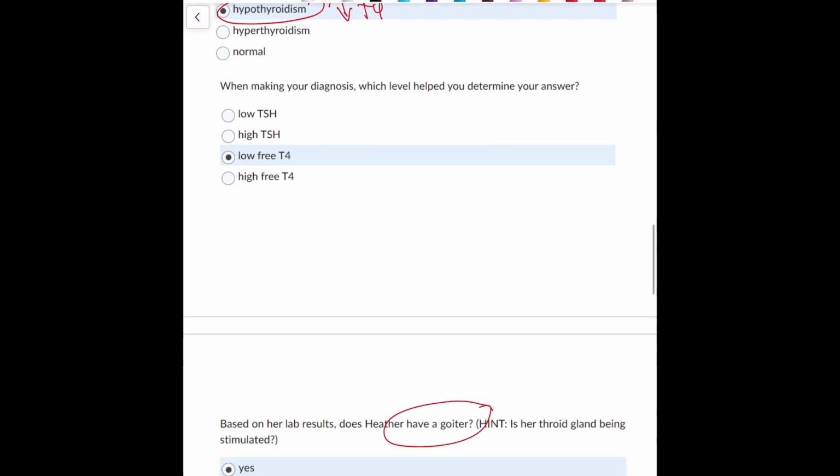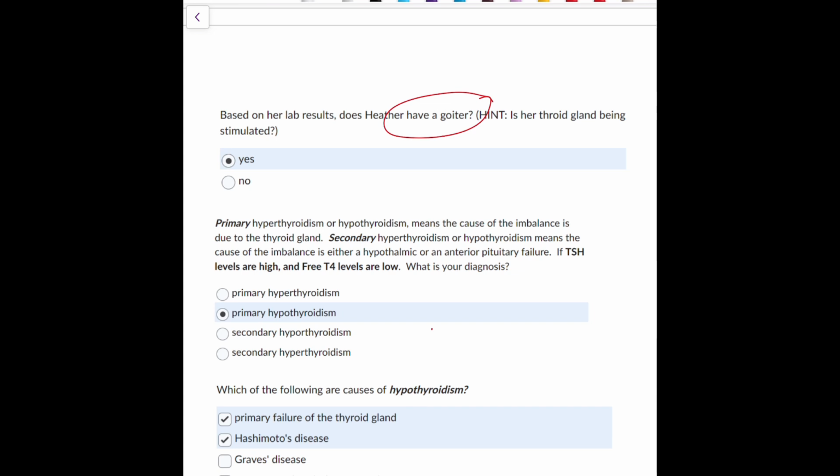The number one cause of hypothyroidism globally is low iodine. And if the thyroid gland is being stimulated and it doesn't have iodine, it's going to try to build it, so there'll be a buildup of thyroglobulin, so you would see inflammation. The number one cause in the United States is Hashimoto disease, and another name for that is Hashimoto thyroiditis. If you remember from your anatomy and physiology before, itis always means inflammation of. So inflammation is swelling, so yes, Heather has a goiter.